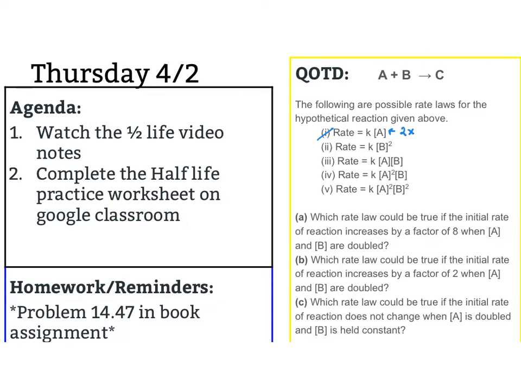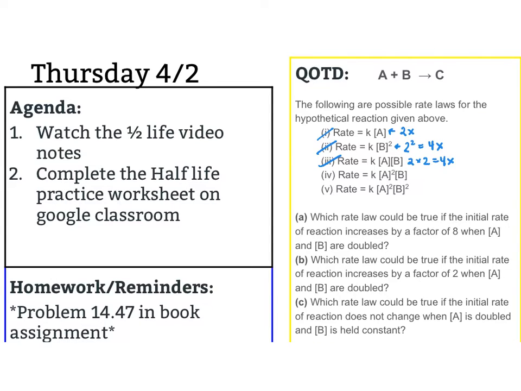Let's see, this one. A is not included, which means it was 0 order, so B is 2nd order. So if I double B, then it's 4 times greater, so not that, okay? Next one, if I double A and double B, that's 4 times greater. Whew. Okay, let's get the next one.